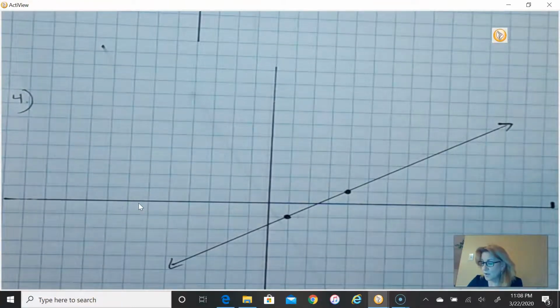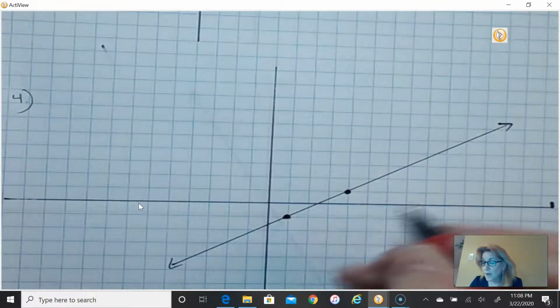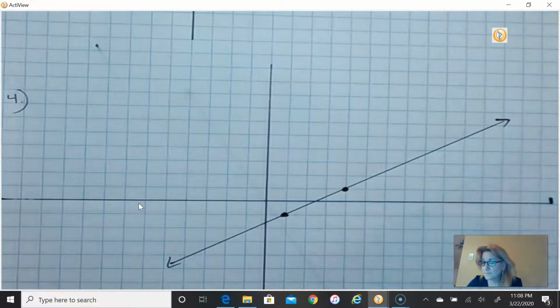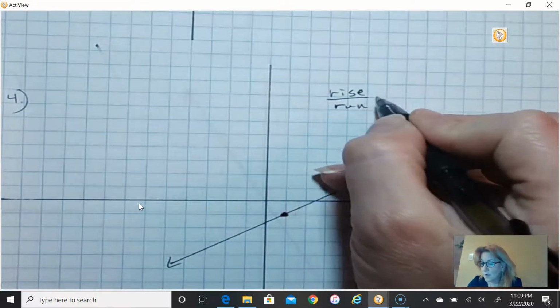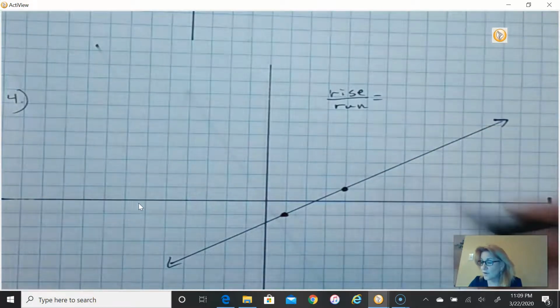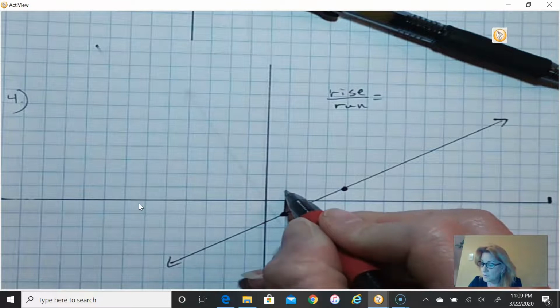Okay, so we're going to go from this dot to this one. So rise over run is first. Rise is first. So I'm going to go up 2.